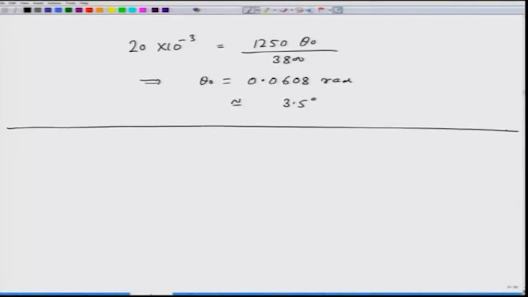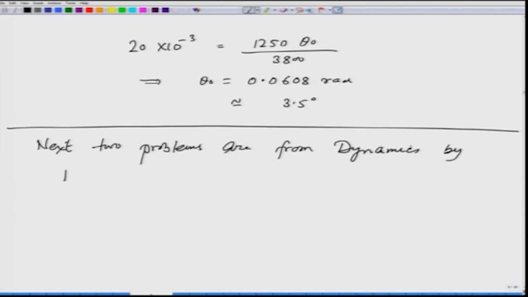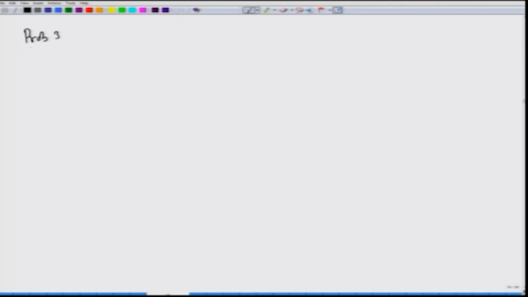The next two problems are from the book of Merriam. So, next two problems are from Dynamics by Merriam and Craig. So, this is problem number 3, and this is taken from Merriam's book, 855. So, the problem is like this.